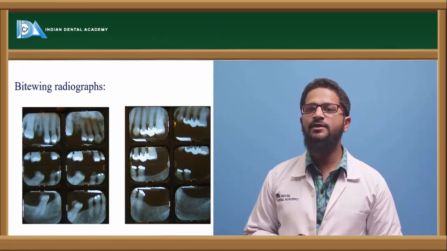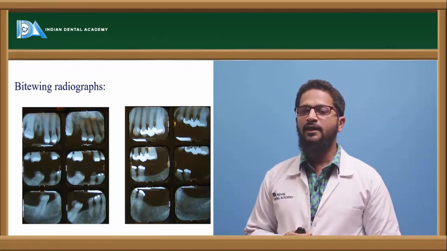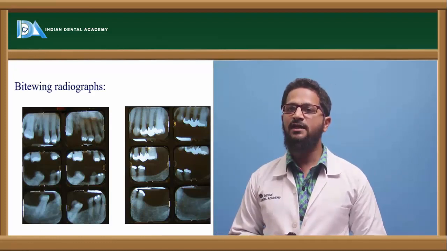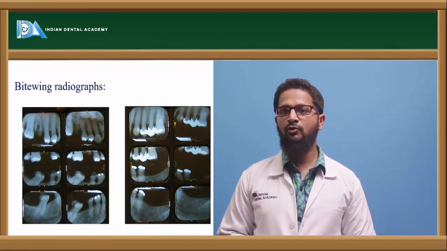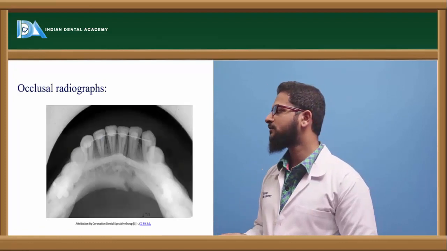Bite wing radiographs help us to evaluate the coronal portion of the maxillary and mandibular teeth. It helps to evaluate presence of any proximal caries, development of any secondary caries, the status or the condition of the bone, horizontal bone loss or vertical bone loss. Everything can be evaluated with the help of bite wing radiographs.